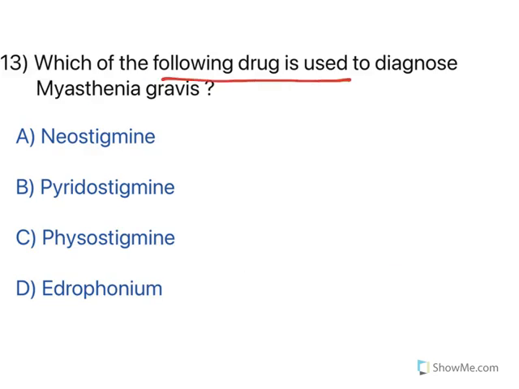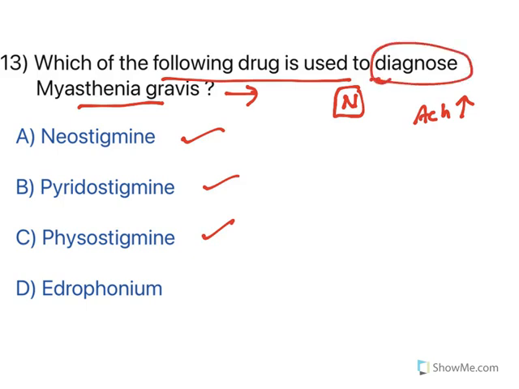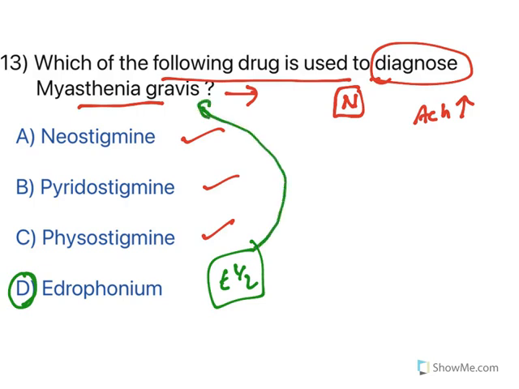Which of the following drug is used to diagnose myasthenia gravis? Myasthenia gravis is an autoimmune disorder wherein nicotinic receptor number is reduced. To treat that, acetylcholine levels are increased by giving acetylcholinesterase inhibitors. For treatment you can use neostigmine, pyridostigmine, physostigmine. For the question that asks about diagnosis, it is edrophonium. Edrophonium's half-life is very short. It acts only for 5 to 10 minutes. When this drug is given, increased motor activity is seen. If because of the drug increased motor activity is seen, then it is confirmed as myasthenia gravis. So this is the answer.